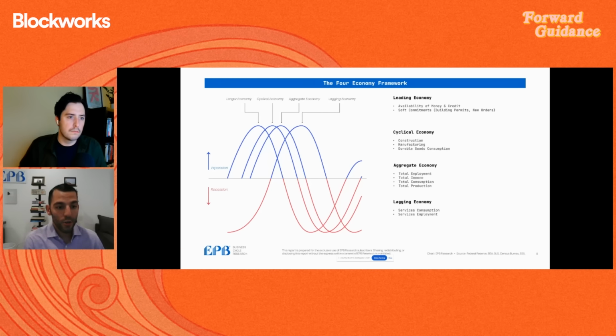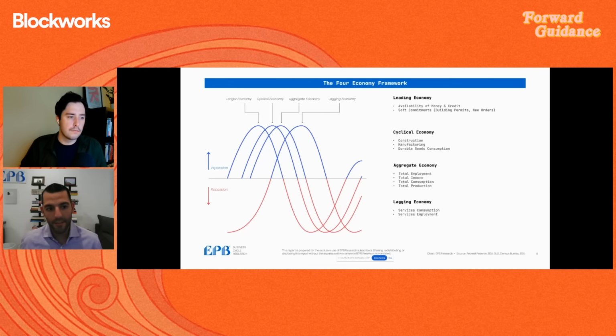And once those changes occur in the cyclical economy, once, let's say, the job losses occur in the cyclical economy, those people who become unemployed become the downstream stress on the aggregate and lagging economy, which is why you can never really have a contraction in the aggregate or lagging economy without it coming through the cyclical economy first. That's why that sequence always remains the same.